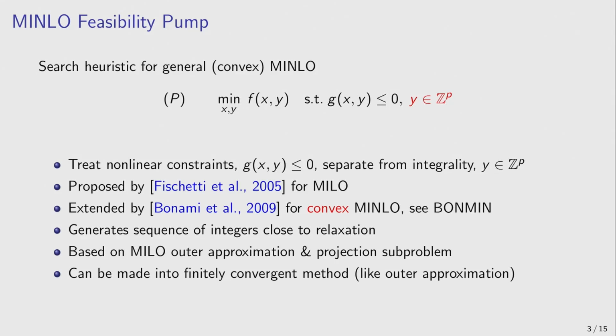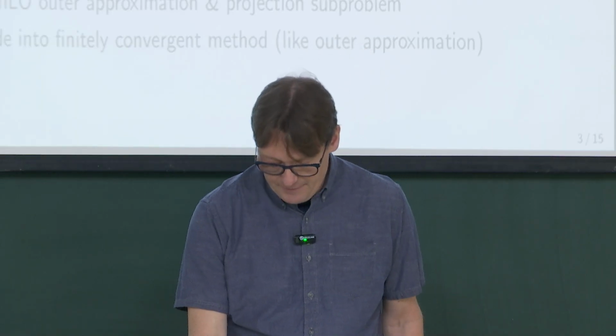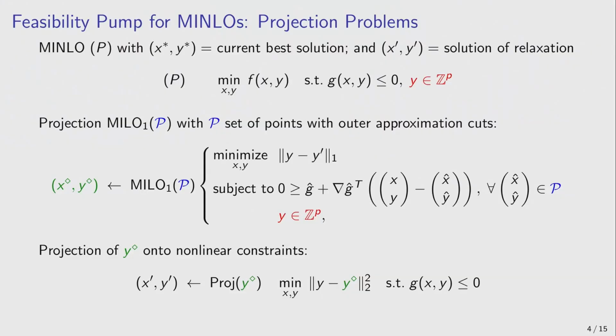And the method can be made to be finitely convergent, very much like outer approximation. So it's got a similar flavor to outer approximation and outer approximation cuts play an important role. So you recognize a lot of the machinery because you've seen this already. There are two subproblems involved here that I need to solve. The first one, I call it MINLO 1, or mixed integer linear optimization with a 1 norm. And I'm basically setting up a mixed integer linear optimization problem where I have a number of outer approximation cuts just for the constraints. So I'm not interested in this part in the objective. I want to find a feasible point. So I want to find a point that satisfies my nonlinear constraints and also integrality.